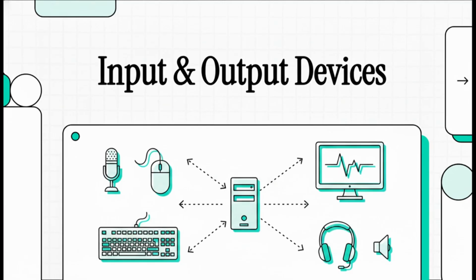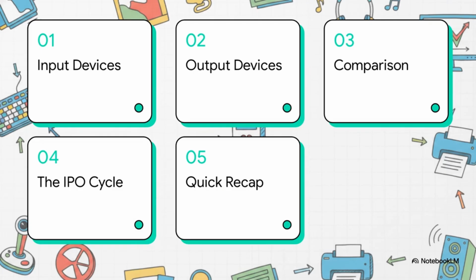Now let's get started. So here is our roadmap for today's class. First up, we're going to look at input devices. Then we'll flip over to output devices. Third, we'll do a direct comparison between the two to really understand why they matter so much. Fourth, we'll tie the whole thing together with something called the IPO cycle. And finally, we'll wrap things up with a quick recap quiz to test what we've learned. All right, let's jump in.